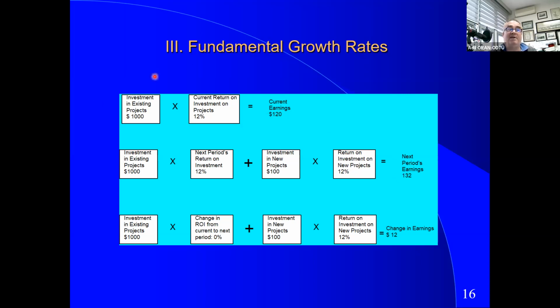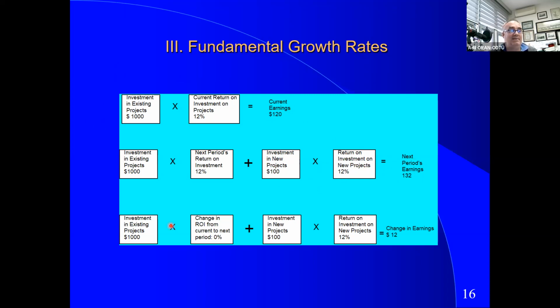Notice the old projects, old profitability continue. The new projects with the old profit rate, that is what is creating the difference. So this $12 increase comes from $100 invested in new projects, earning 12% return.